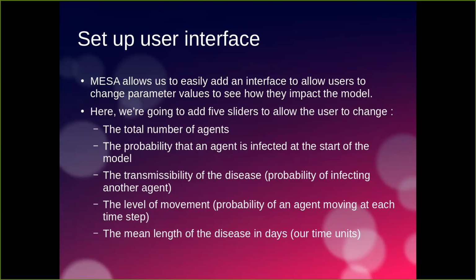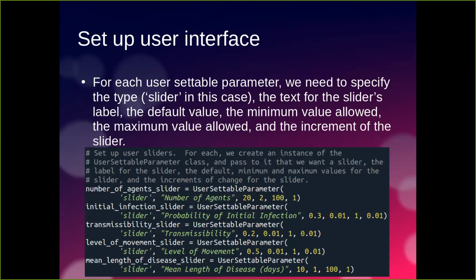the model. I want them to be able to change the transmissibility of the disease, i.e. the probability of infecting other people. I want them to be able to change the level of movement, the probability that an agent will move at each time step. And I want them to be able to change how long on average the disease lasts in days, which is our time unit in the model. And you can do this, again, really easily.